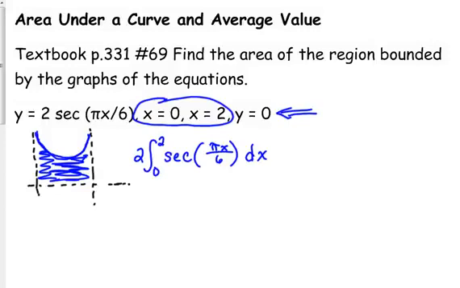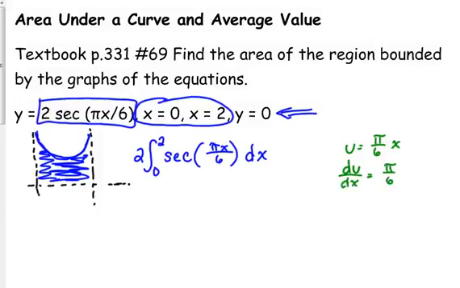The secant, the function that they gave us right there. Okay, so if we're going to integrate secant of pi x over 6, what do we need to do? Use substitution. We need to take that pi over 6x out. Du over dx is pi over 6. We don't have pi over 6 in our problem, so it becomes 6 over pi du is going to replace dx.